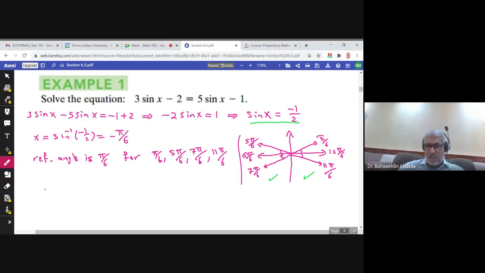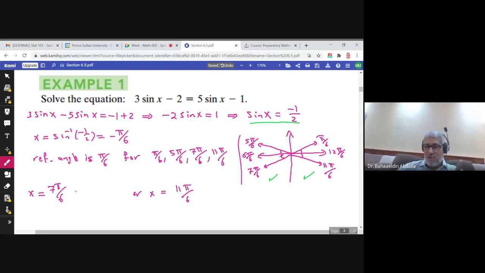Then the solutions are 7 pi over 6 or 11 pi over 6. These two angles, because sine is negative. If sine is positive, the solutions would be pi over 6 and 5 pi over 6. These are the two solutions in the first revolution.